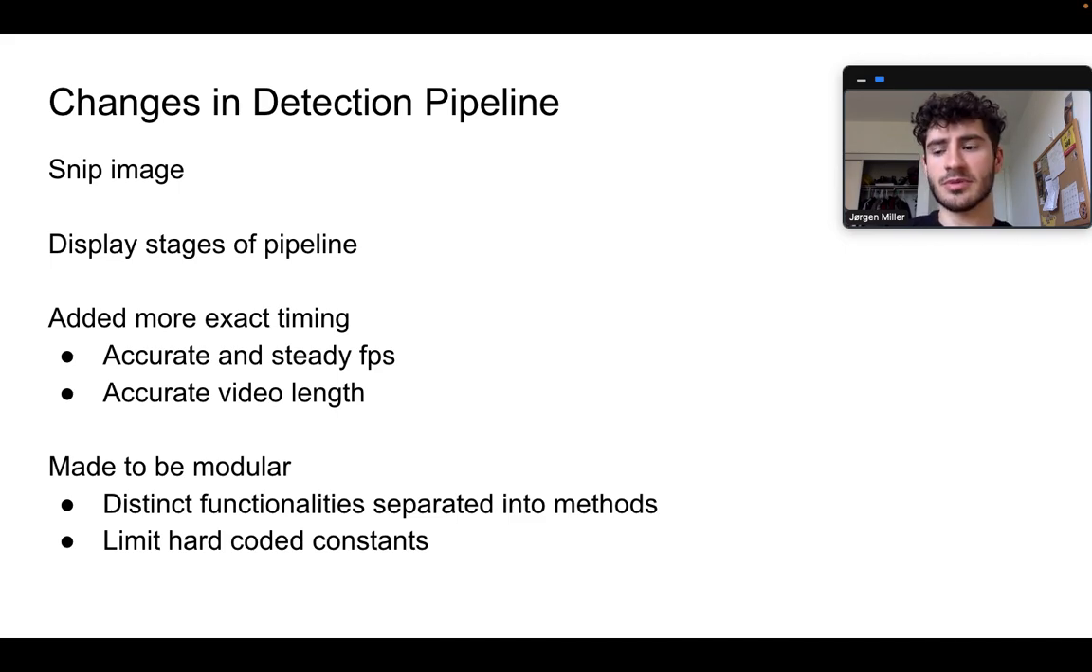My code is also made to be modular. The different functionalities are split into self-contained methods, which means they could be easily changed later, and also they were easily individually tested and then brought together. I also limited hard-coded constants. If they were needed, they only appeared once, for example, the thresholds I've been talking about, and the code can easily adapt to changes in these constants.